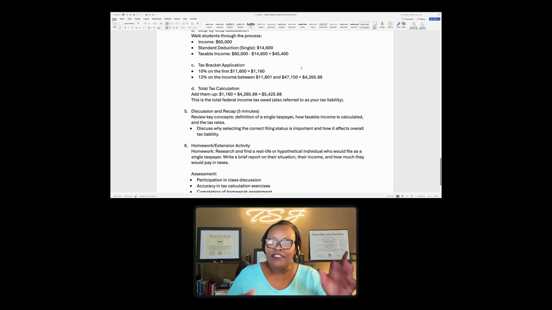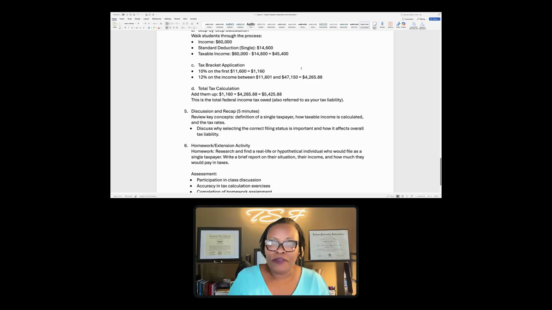Let's apply the brackets. So we talked about the 10%, the 12%, and the different brackets of income, right? As you earn up and you meet the parameters of those brackets, that's when the steps and the margins start to creep up into the next tax bracket. So if we apply this same scenario to that $60,000, then this is what it's going to look like. There's going to be a 10% tax up to the first $11,600, which is $1,160.